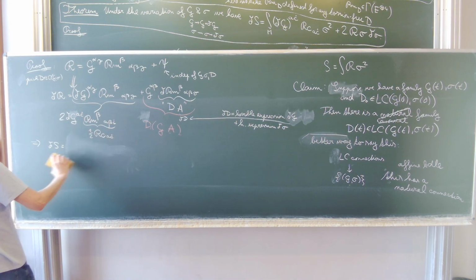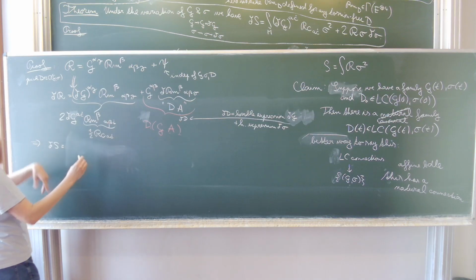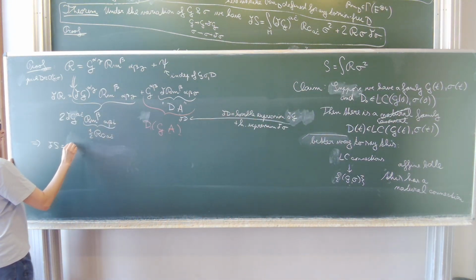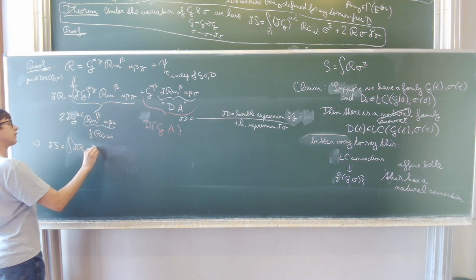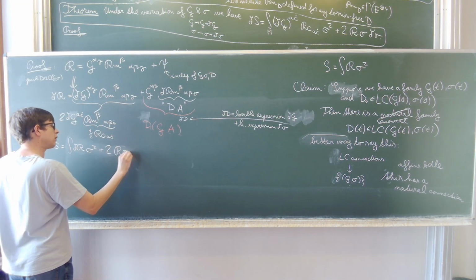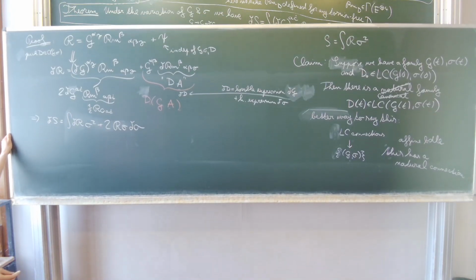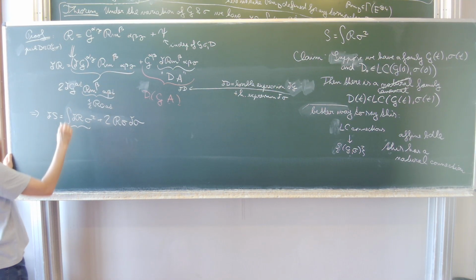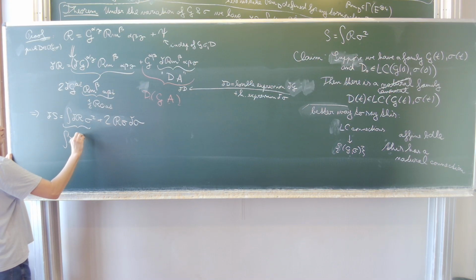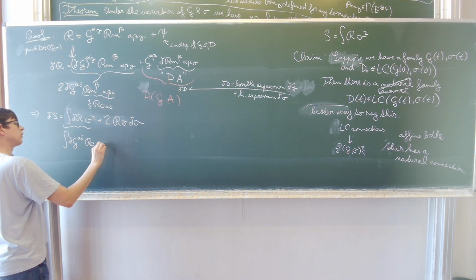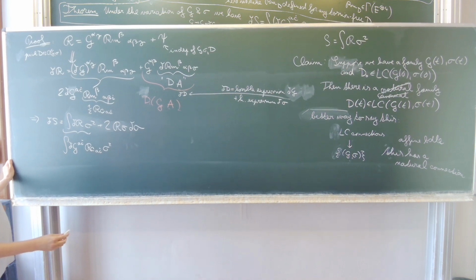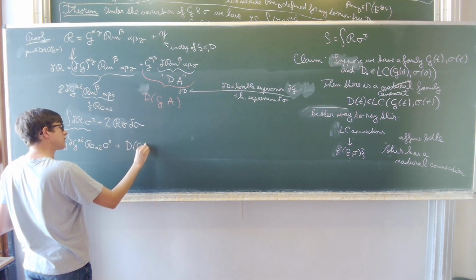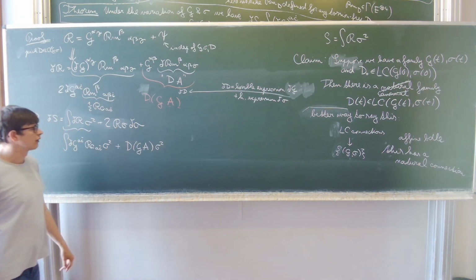This has two terms, right? I need to vary R and I need to vary sigma. So this is delta R sigma squared plus 2R sigma delta sigma. Now this first term is what I wrote before, so this is the integral of delta G AC dot Ricci AC dot and sigma squared. And now this other term is whatever this thing was multiplied by sigma squared.